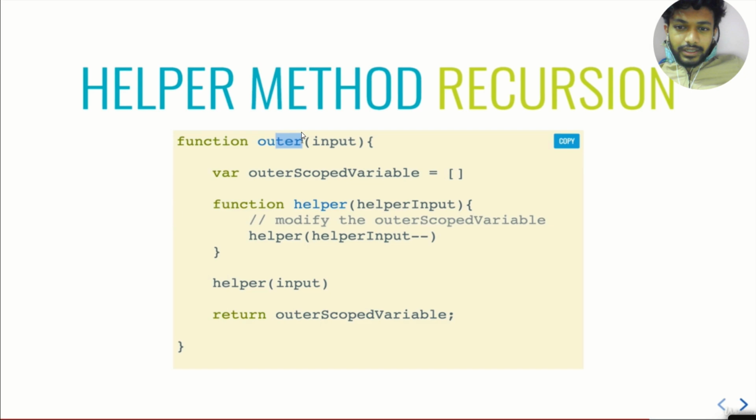Let me just quickly revise. There will be an outer function which will not be recursive, and we define the outer scoped variables inside it, and we have a recursive function.